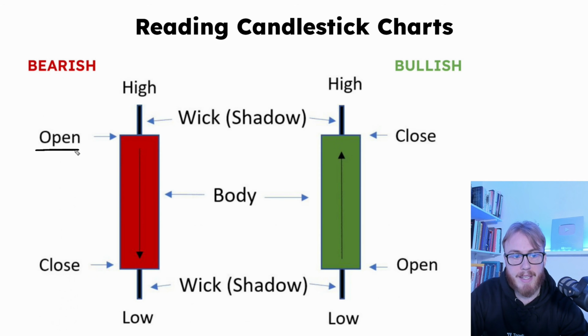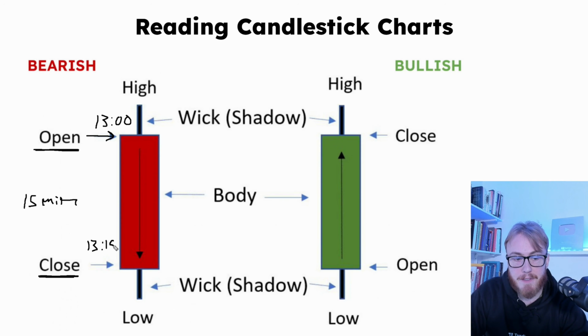And the open here is basically where the candle starts. So for this red candle, the price started right here. We can, for example, imagine that this is a 15-minute candle. So let's say that the time right here is 13:00, or 1 p.m. So the price started right here. And the close here is the price level where the candle closed. So let's say, as I said, that this is a 15-minute candle. This means that on 13:15, the price was all the way down here.